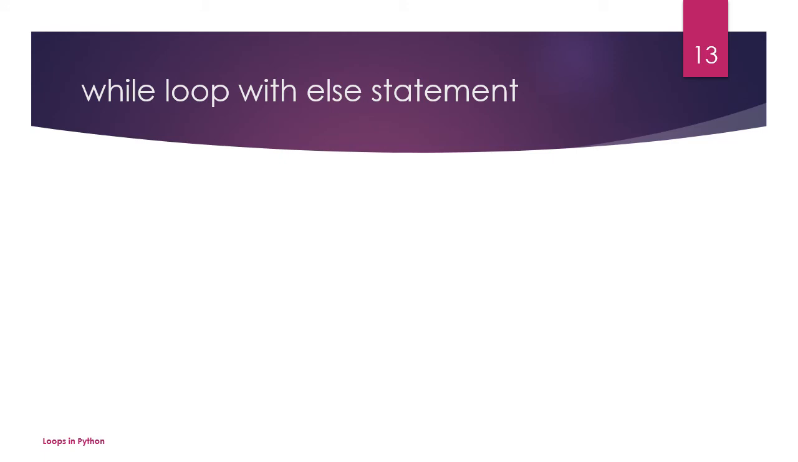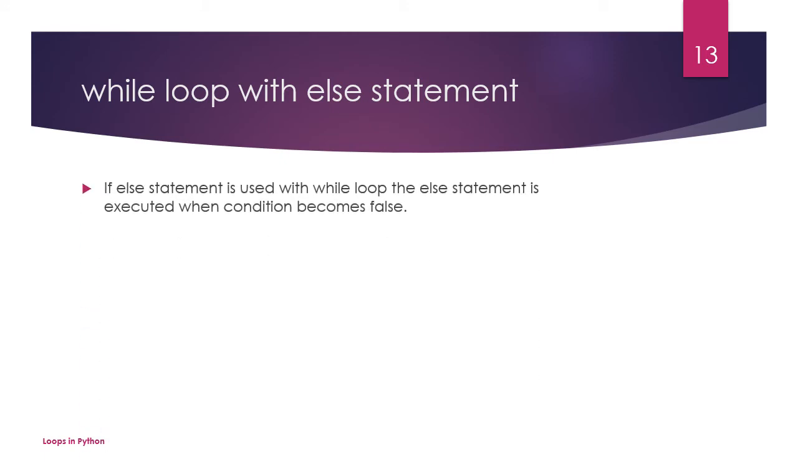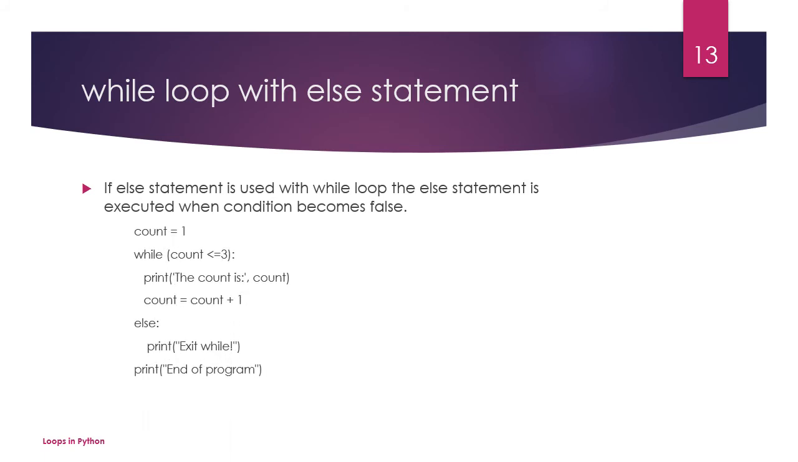Again, we can see how the while loop works with our else part. If an else statement is used with a while loop, what happens? The else statement is executed when the condition becomes false. Here is an example. The previous example, but once the execution is over, I have displayed a message, exit while.